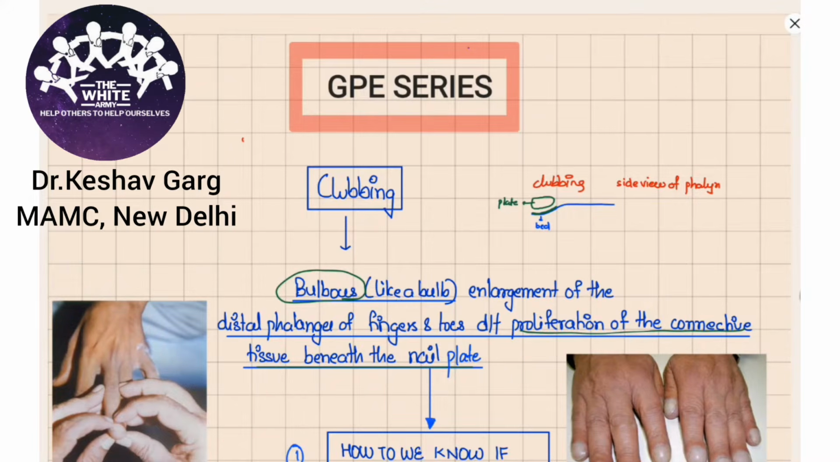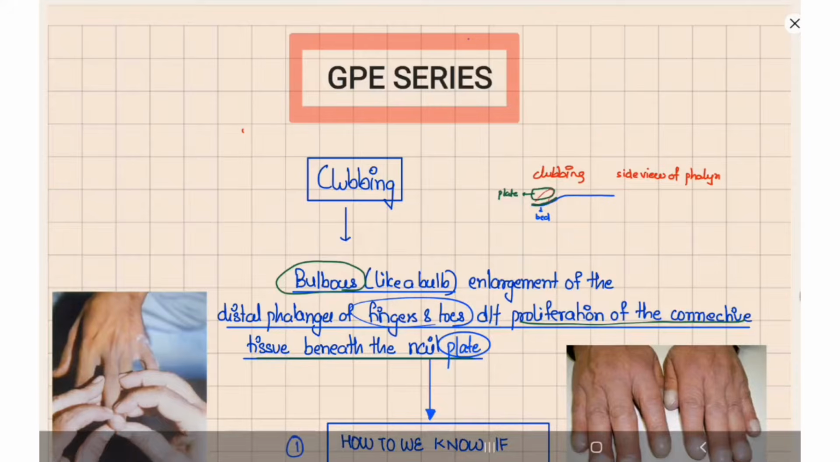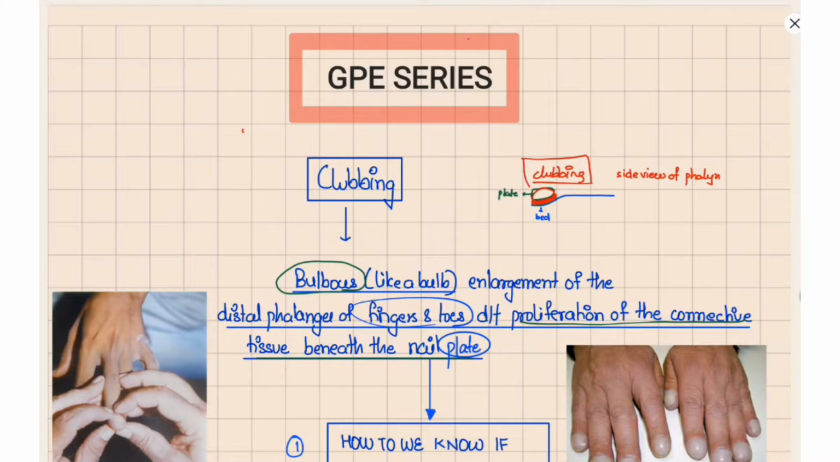Clubbing refers to the bulbous enlargement of the distal phalanges of the fingers and toes due to proliferation of the connective tissue beneath the nail plate. So this is the side view of a phalanx, this is the nail plate and this is the nail bed. Now if there is a proliferation of the subcutaneous tissue between this nail plate and the bed, leading to the bending of the plate in the form of a bulb, it is known as clubbing.